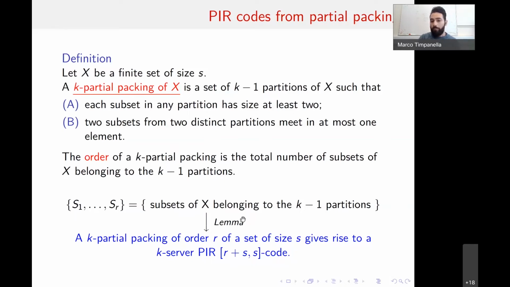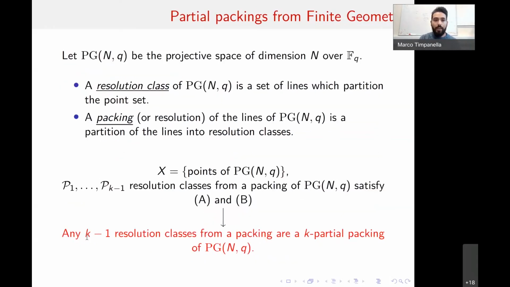So at this point, we can apply the lemma of the previous slide, and we can see that from a k-partial packing of order r of a set of size s, we obtain a k-server PIR code with this length, r plus s, and this dimension s. So at this point, we wanted to look for examples of k-partial packings of certain sets X. I will show in detail only a couple of constructions, in particular from finite geometry.